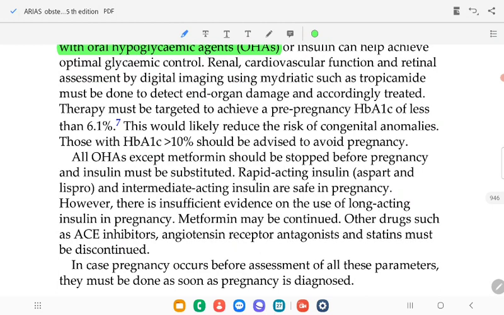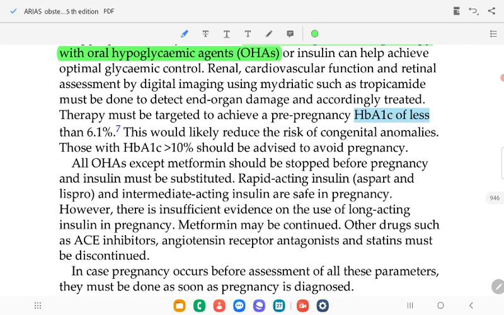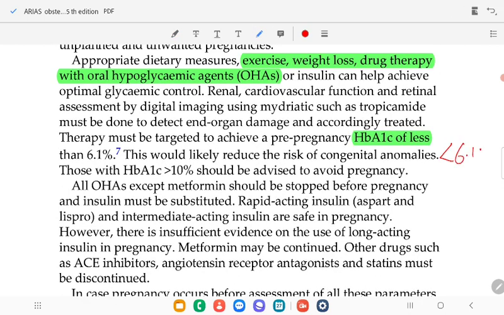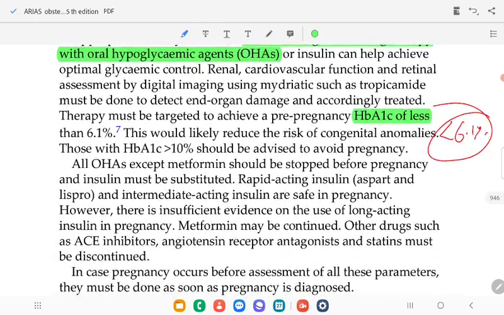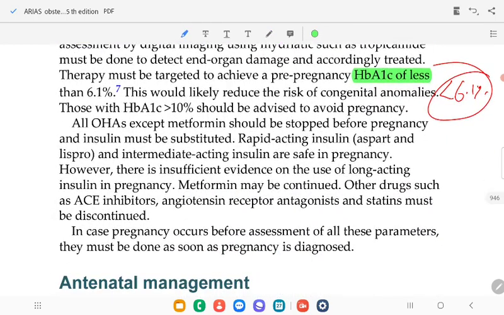Accordingly, therapy must be targeted to achieve pre-pregnancy HbA1c less than 6.1%. Target is less than 6.1%. Okay, remember this. This would likely reduce the congenital anomalies if pregnancy is planned. All OHA except metformin should be stopped before pregnancy, and insulin must be substituted.